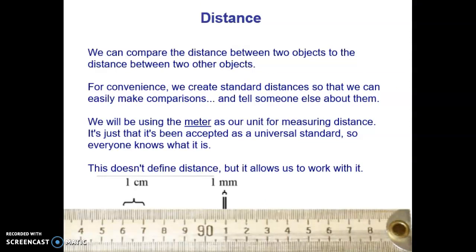Distances in physics are going to be measured in the unit called the meter. When we look at really small measurements, it'll be millimeters. A little bit bigger is centimeters, but a meter is similar to a yard. It's a couple inches longer than a yard. A meter is the SI unit for distance. That's the most important thing to remember today.